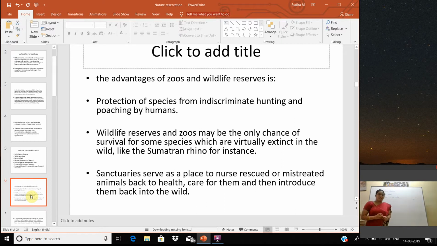And wildlife preservation and many of the zoos may be the only chance for the survival of some species, because when some animals go out and the habitat changes, automatically they cannot exist, right? So for that purpose the reservation is required. Some sanctuaries serve as a place to nurse rescued or mistreated animals back to health.